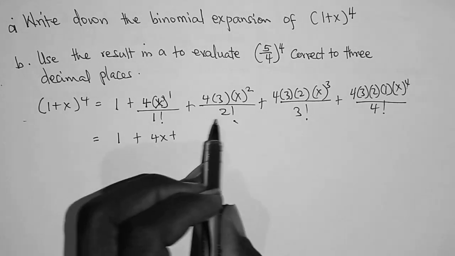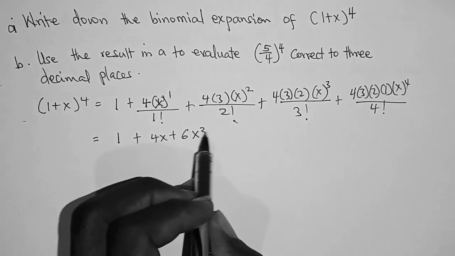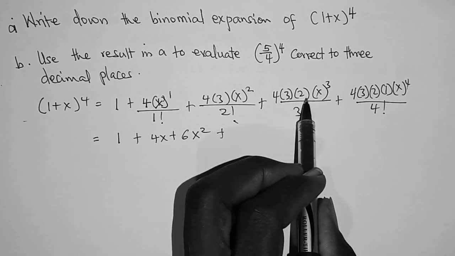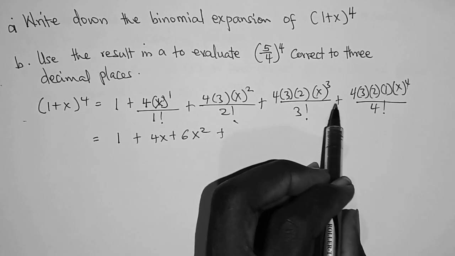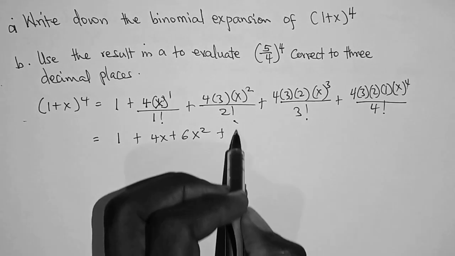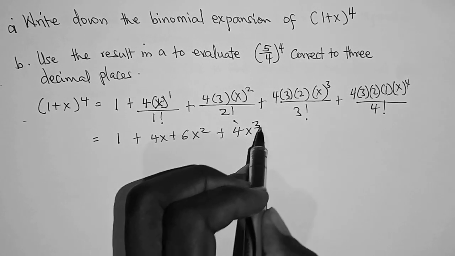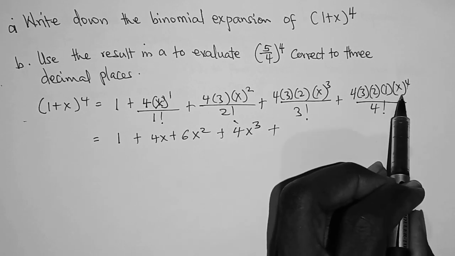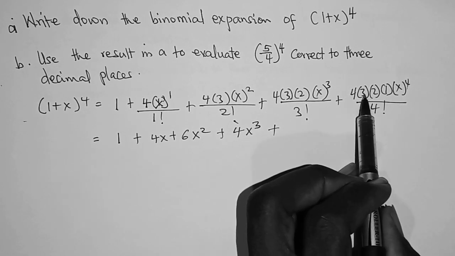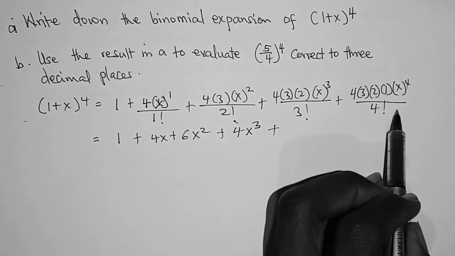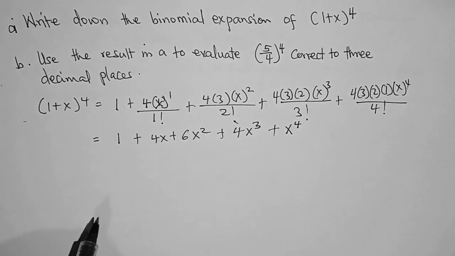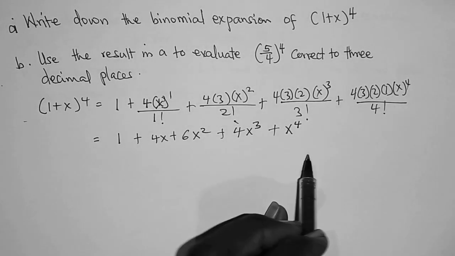So this is equal to 1, then plus 4 times x is 4x, then plus 4 times 3 divided by 2, which equals 6, so 6x squared. Then plus, this 3 factorial is 6, 3 times 2 is 6, so here becomes 4x^3. Then plus 4 times 3 times 2 times 1 divided by 4 factorial is 1, times x^4, which gives x^4. So this is the expansion.